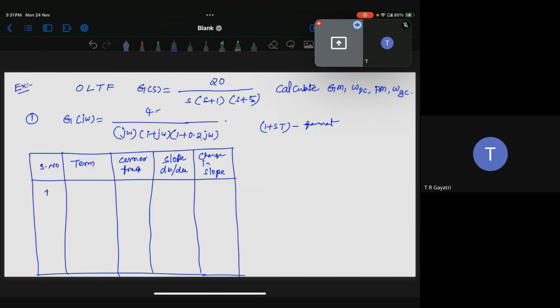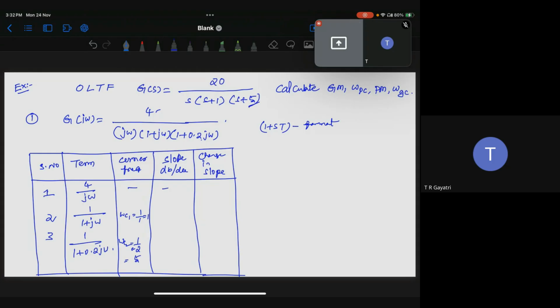So how many terms we have? 1, 2, 3, 3 terms we have. So first one is omega, second one is 1 by 1 plus j omega, third one is 1 by 1 plus 0.2 j omega. Okay, so here omega c1 is 1 by 1, that is 1. Omega c2 is 1 by 0.2, that is 5. Same 5 you will get.